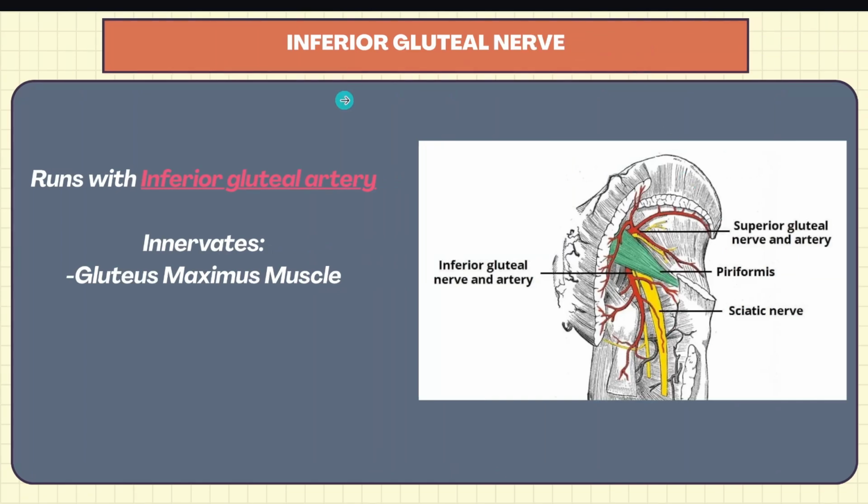Okay, now we're going to talk about the inferior gluteal nerve. And if you remember earlier, the inferior gluteal nerve innervates the gluteus maximus muscle. And this nerve runs along with the inferior gluteal artery.